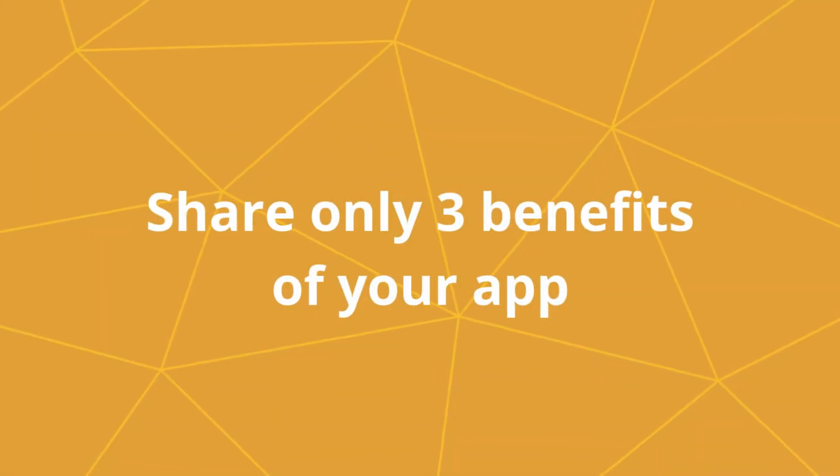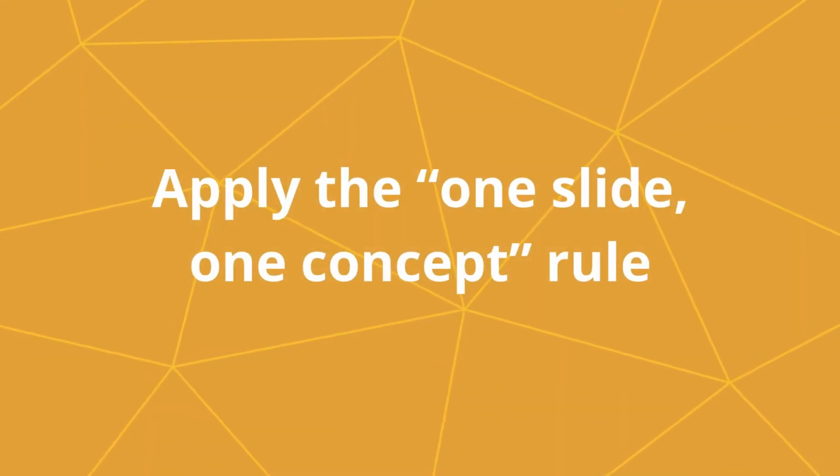1. Share only 3 benefits of your app. Why 3? Information presented in groups of 3 tends to stick in our heads better than any other cluster of information. For example, stop, drop, and roll, and blood, sweat, and tears, life, liberty, and the pursuit of happiness. We all know those things, and we remember them from being kids. If you don't want to bore your users or slow them down, avoid overwhelming them with every benefit your app has to offer. Choose the top 3, and then apply the one slide, one concept rule.